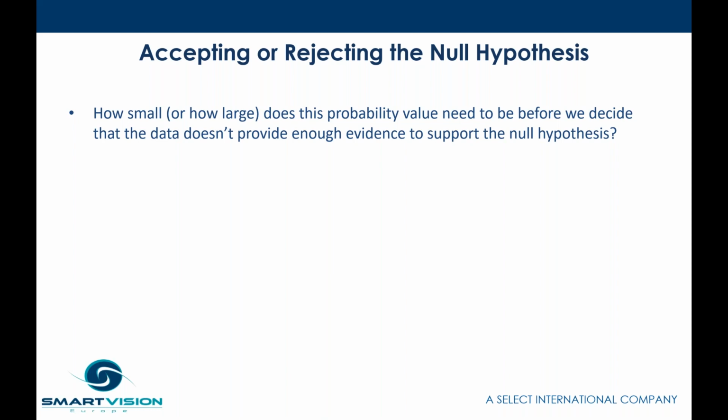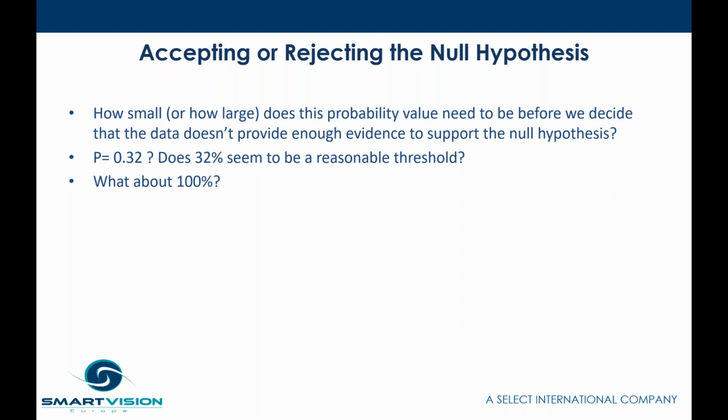But what we have to focus on is, given the fact that we've got this number, what threshold do we use to say whether or not there's enough evidence to support this null hypothesis? How big or small does the probability value have to be before we decide that the data doesn't provide enough evidence to support the null hypothesis? Maybe 32%, maybe 0.32. Does that seem a reasonable threshold? It's a bit of a weird number to choose. Maybe 100%. Maybe you have to say there has to be a 100% chance that the null hypothesis is true, or a 0% chance that the null hypothesis is true. That's quite extreme, since you could easily flip a coin 1,000 times and have it come up tails every single time if you did it enough times.